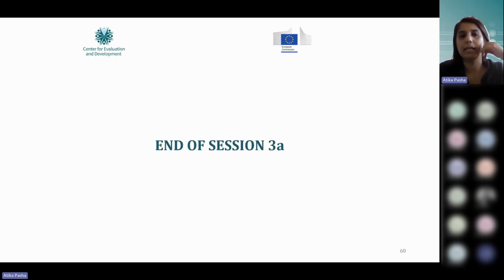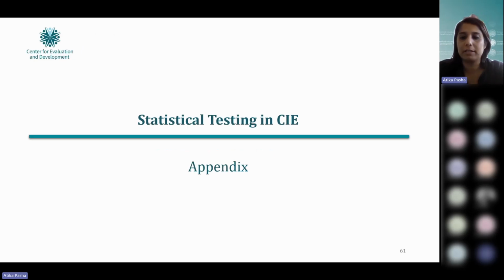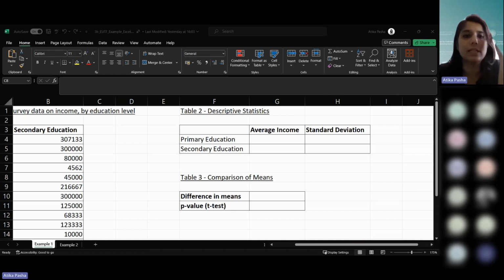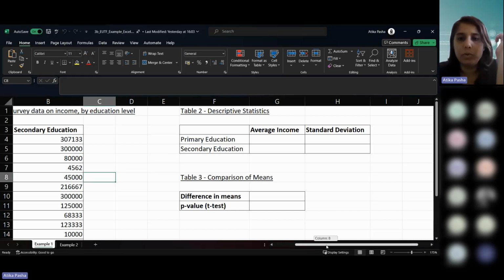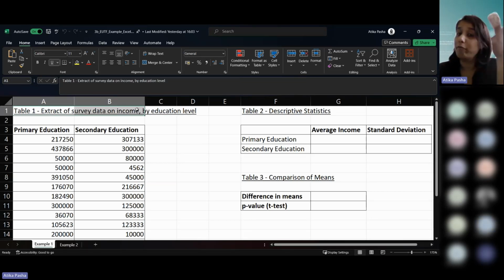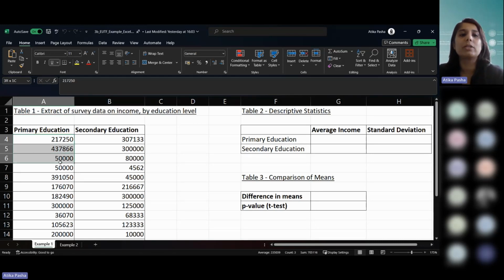I'll stop sharing my screen here, and I'll share the test value. I'll try to, again, keep an eye out for any questions that you have on the side. What we're looking at is actual survey data that we derived for one of the projects that we are evaluating for the EUTF. So this is real data, and what we have here is the income level based on primary education.